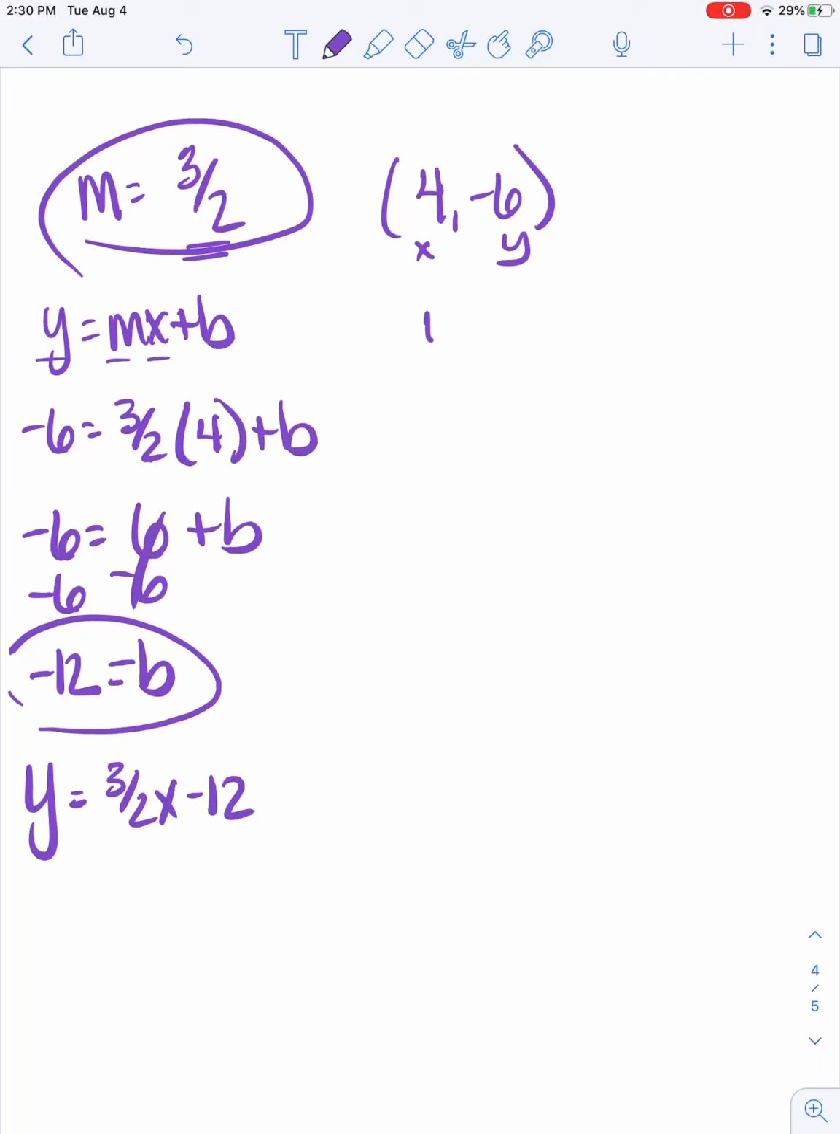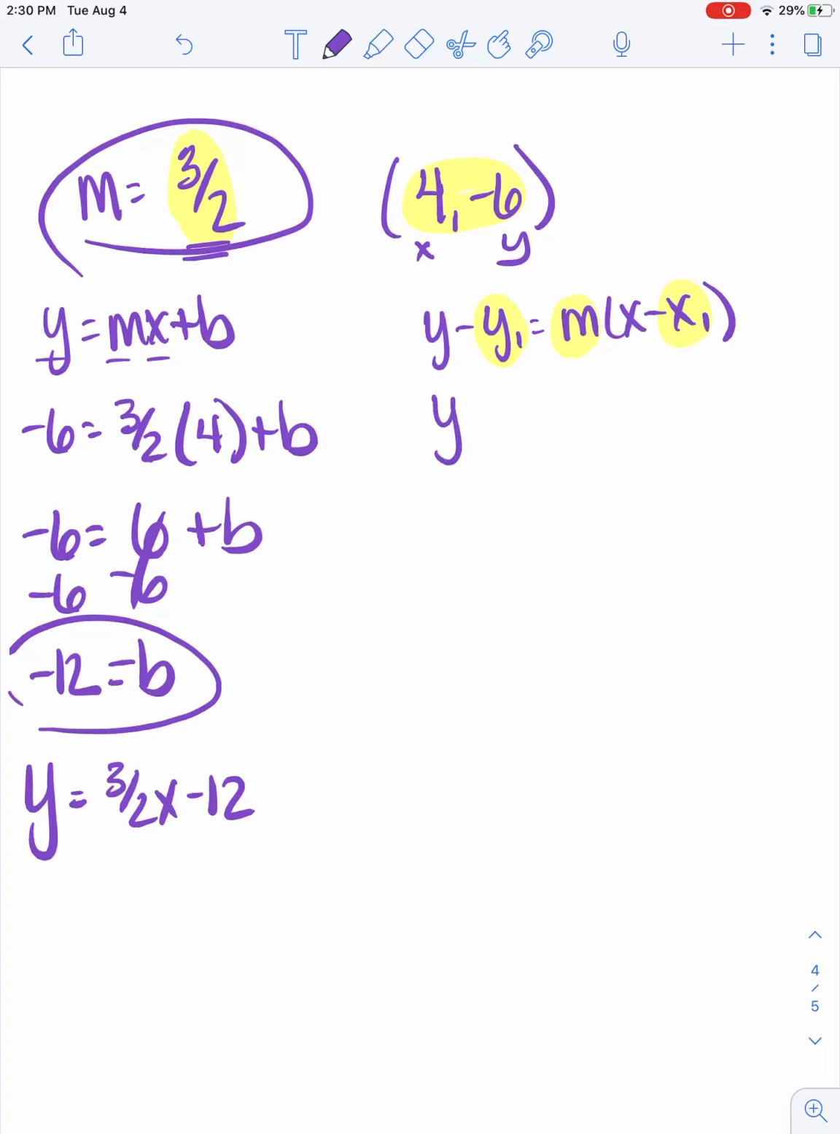Okay. The other one you can use is point slope form, which is really what we're going to stick with in pre-cal and in calculus. And it's called point slope form because it uses the point and the slope. There's my slope and there's my point. And so you plug all of that information into this and then just solve for y. And we should get the exact same thing.